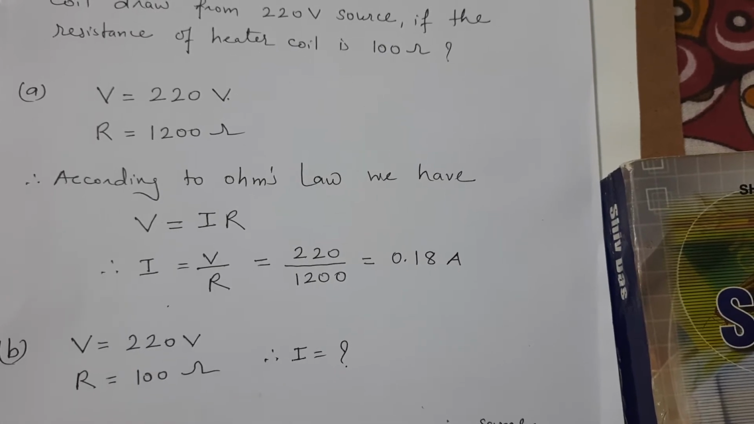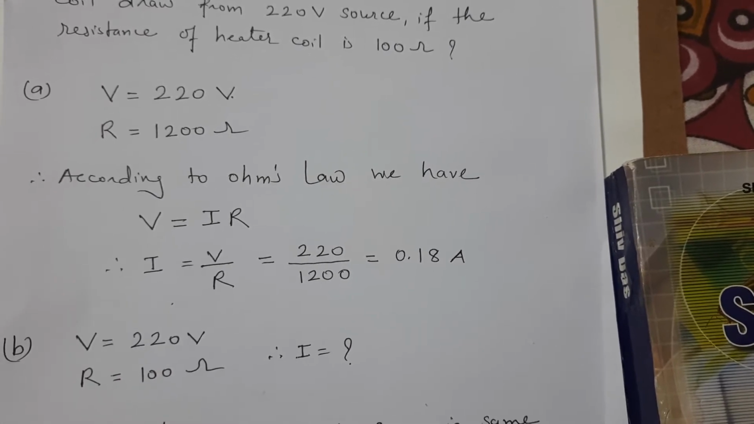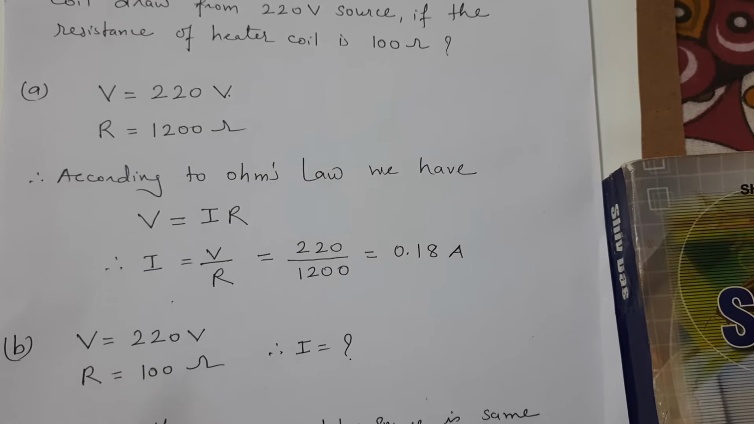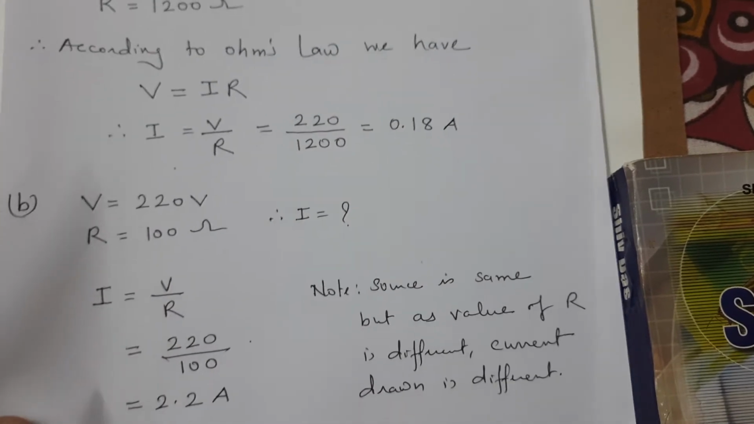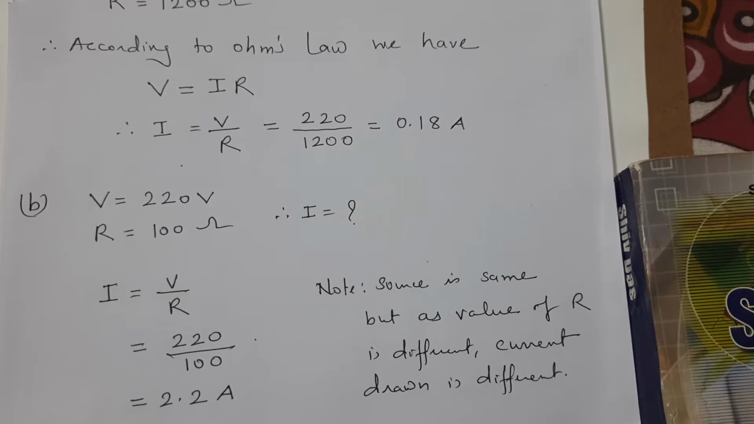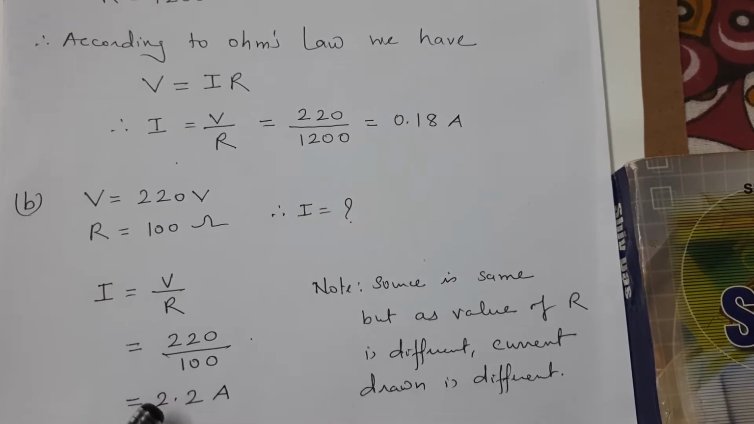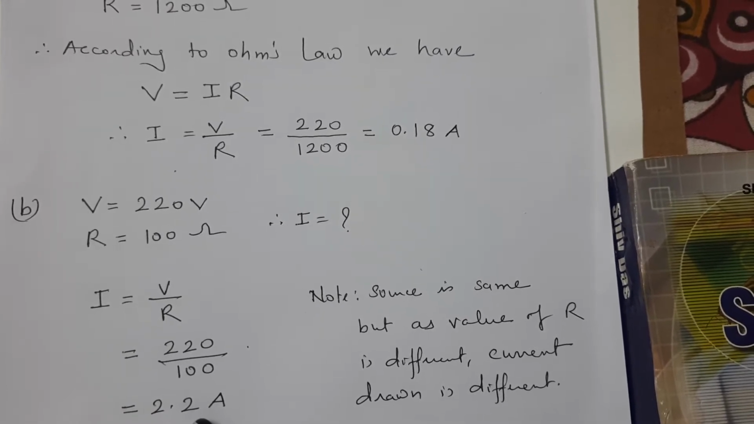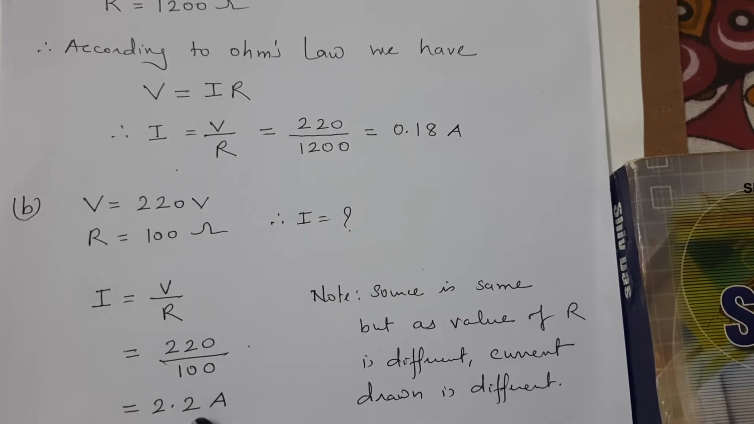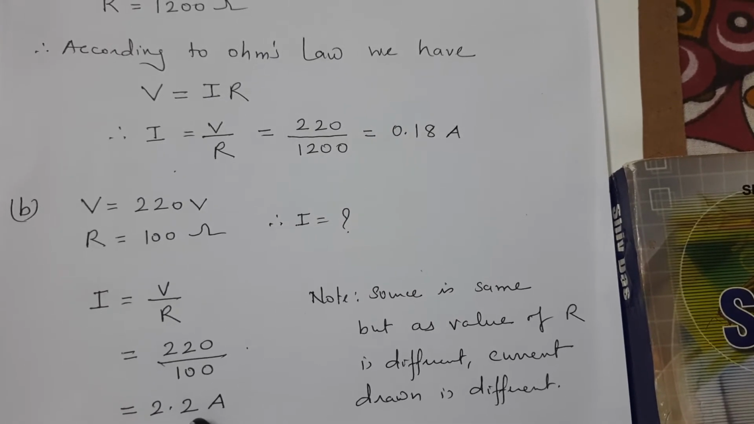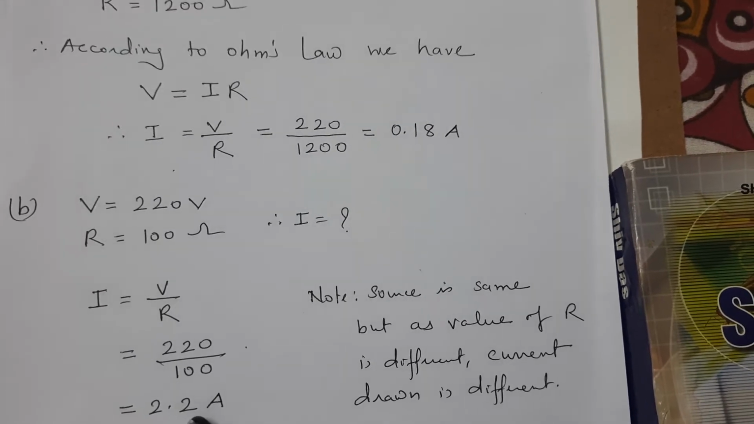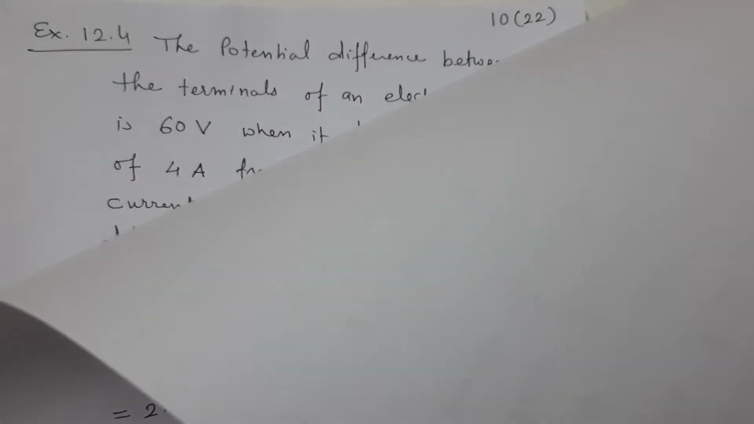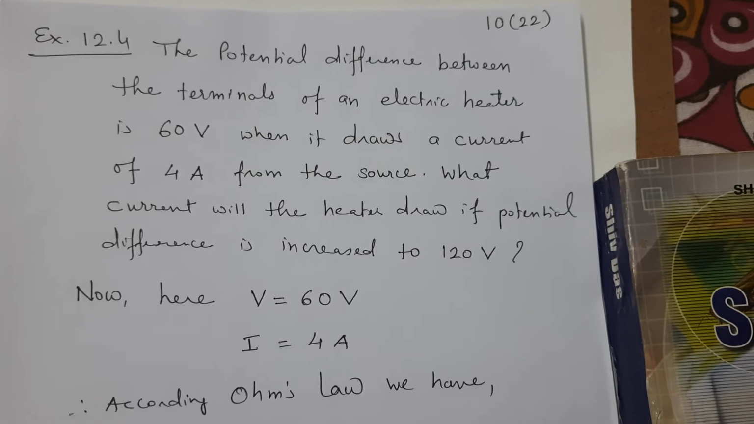The second part of the sum is V is 220 volt and resistance R is 100 ohm, and we have been asked to find I. Again we are using the same formula. I is equal to V upon R, 220 upon 100, so we get 2.2 ampere. The source is the same, but as the value of R is different, the current drawn is different. Do remember, source is same means potential difference is same, 220 volt. Only resistance differs, and because resistance differs, the current also changes.